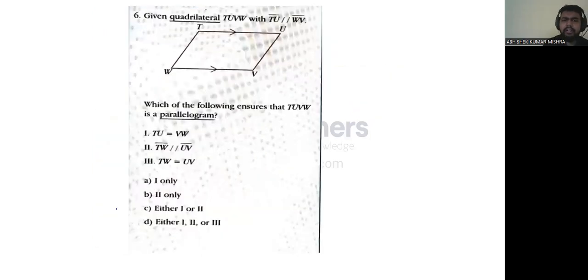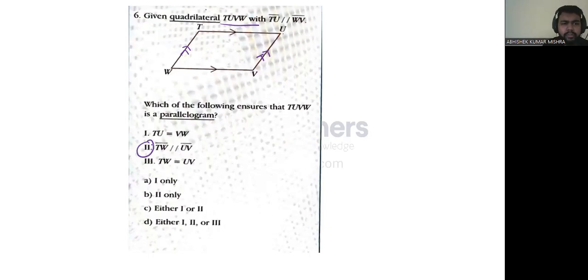Now the next question. Here it is given that TUVW is a quadrilateral, and here TU is parallel to VW. Now you need to tell me what condition would be there so that it will become a parallelogram. I already told you, if both pairs of opposite sides are parallel, then that is a parallelogram. That means if this would also become parallel to this one, this will become a parallelogram. So check, is there any condition like that? TW is parallel to UV. Yeah, this condition exists. So this would be my answer.